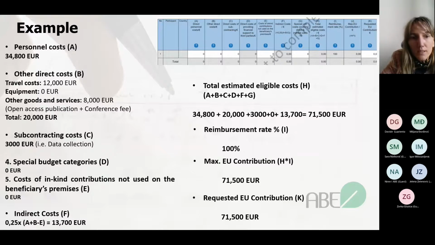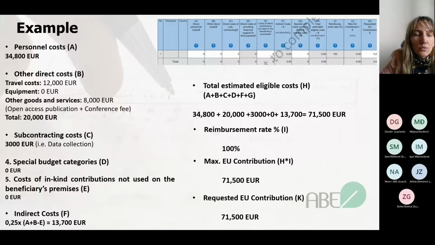We don't have any equipment here, but we have other goods and services that we are going to take, so 800 euros for the open access publication and some conference fee. So in total, other direct costs are 20,000 euros. Also for this example, we have subcontracting costs, for example, for data collection, 300 euros. Fourth, these special budget categories, D and E, costs of in-kind contributions not used on the beneficiary's premises, are very rare, so we are not going to use them here. We have 0 costs for them.